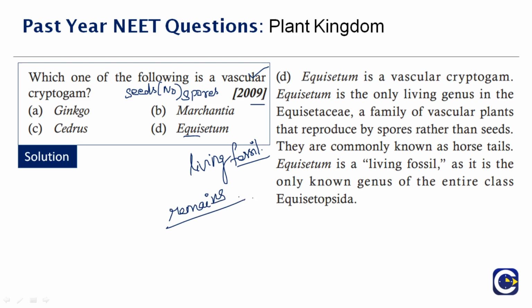This Equisetum is referred to as a living fossil because it has so many primitive features and records, which, when it is researched and found out, show a lot of records from before also. So that is why Equisetum is the living fossil. Another thing is that it is a vascular cryptogam and has vascular tissue, but it does not produce any seeds. It only produces spores. Therefore, the correct answer to this question is option D, Equisetum.